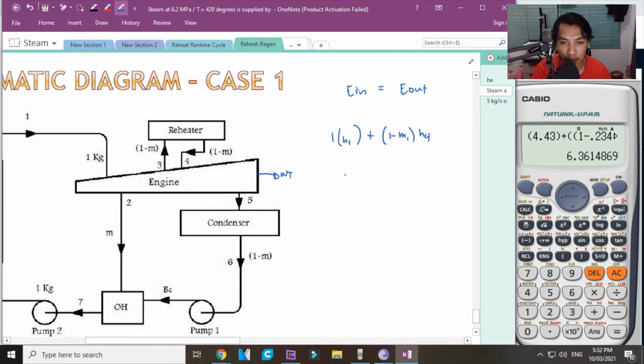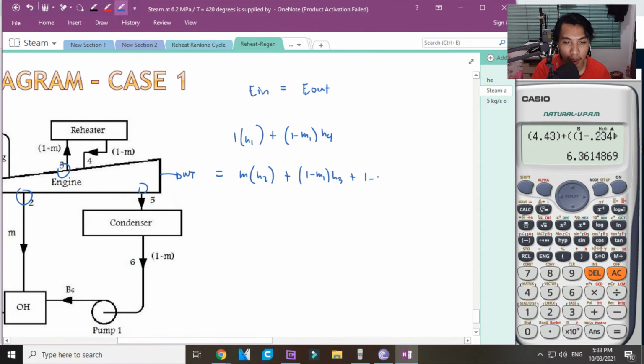Sa out naman tayo. Sa out naman is ito, and then ito. Ang mass dito, M H2 plus what? Lumabas na 1 minus M1 H3 plus 1 minus M1 H5 plus WT. Ulitin ko, the work of the turbine.